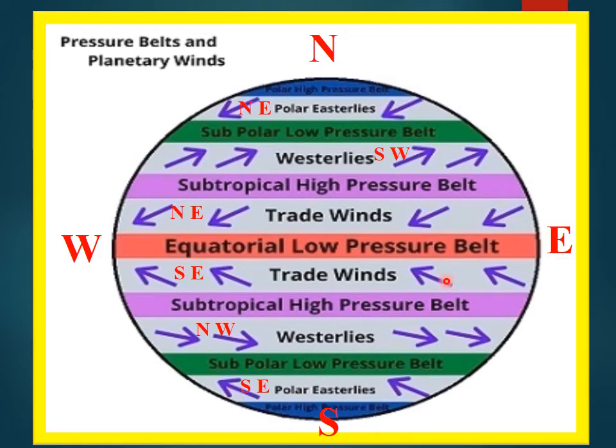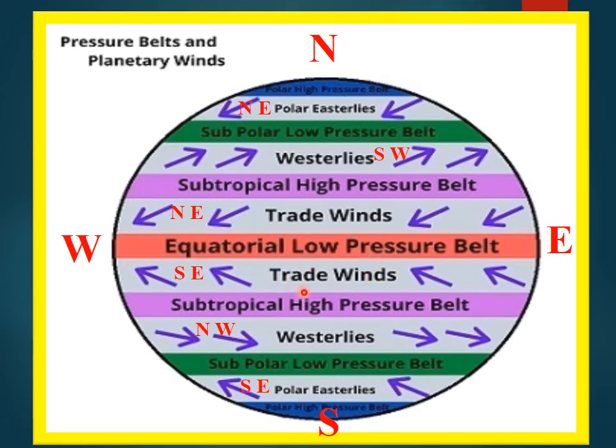Similarly, in the south we see again wind is blowing from high pressure to low pressure, and in the south they are blowing from the northwest. Since they are blowing from the west, they are called westerlies. So you can see they are blowing from the subtropical high pressure belt to the subpolar low pressure belt, and because they are blowing from the northwest they are called northwest westerlies.